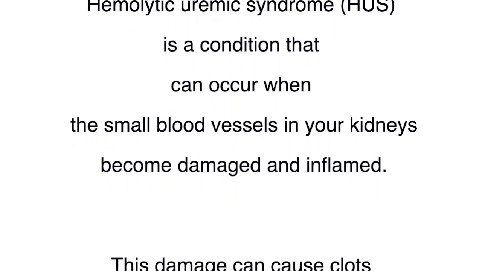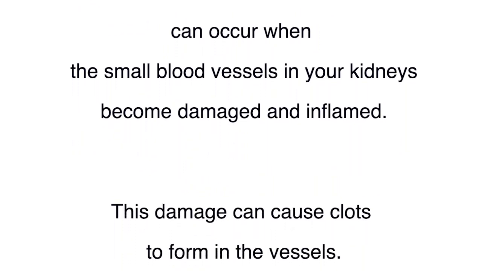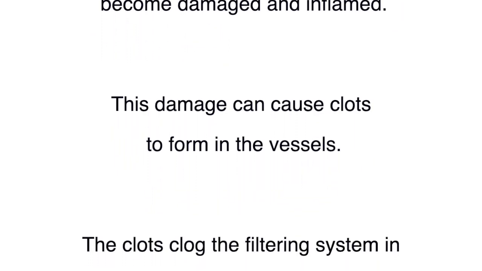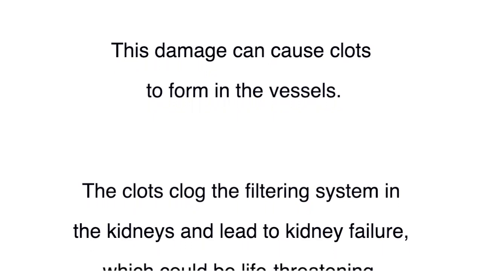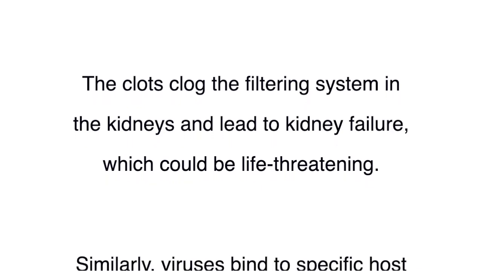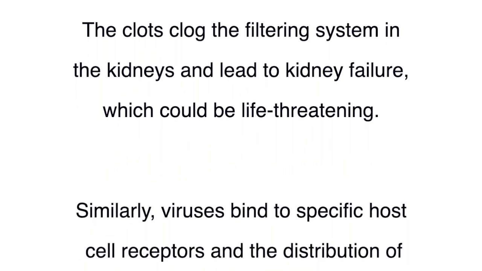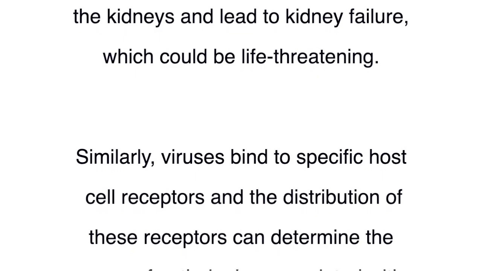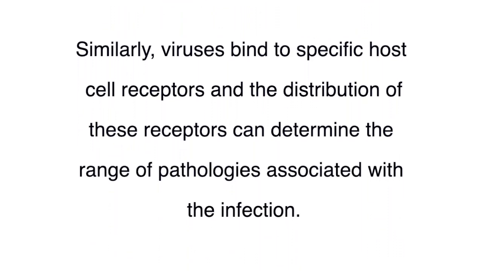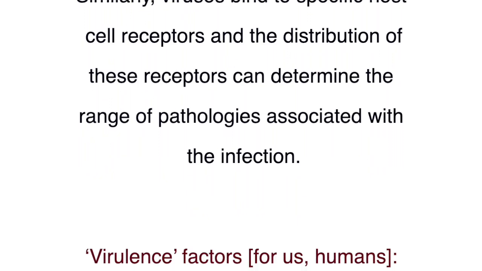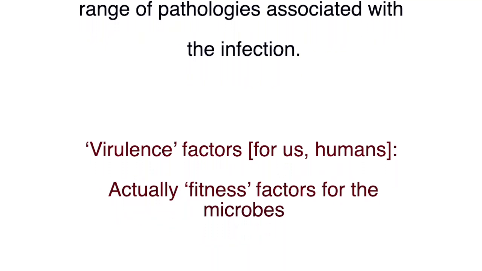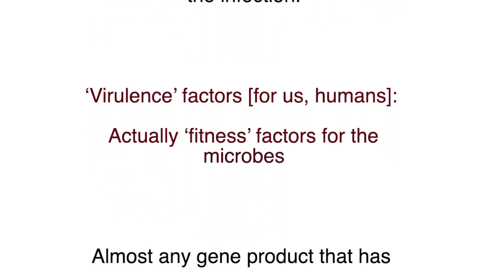Note: hemolytic uremic syndrome (HUS) is a condition that can occur when the small blood vessels in your kidneys become damaged and inflamed. This damage can cause clots to form in the vessels. The clots clog the filtering system in the kidneys and lead to kidney failure, which could be life-threatening. Similarly, viruses bind to specific host cell receptors, and the distribution of these receptors can determine the range of pathologies associated with the infection.